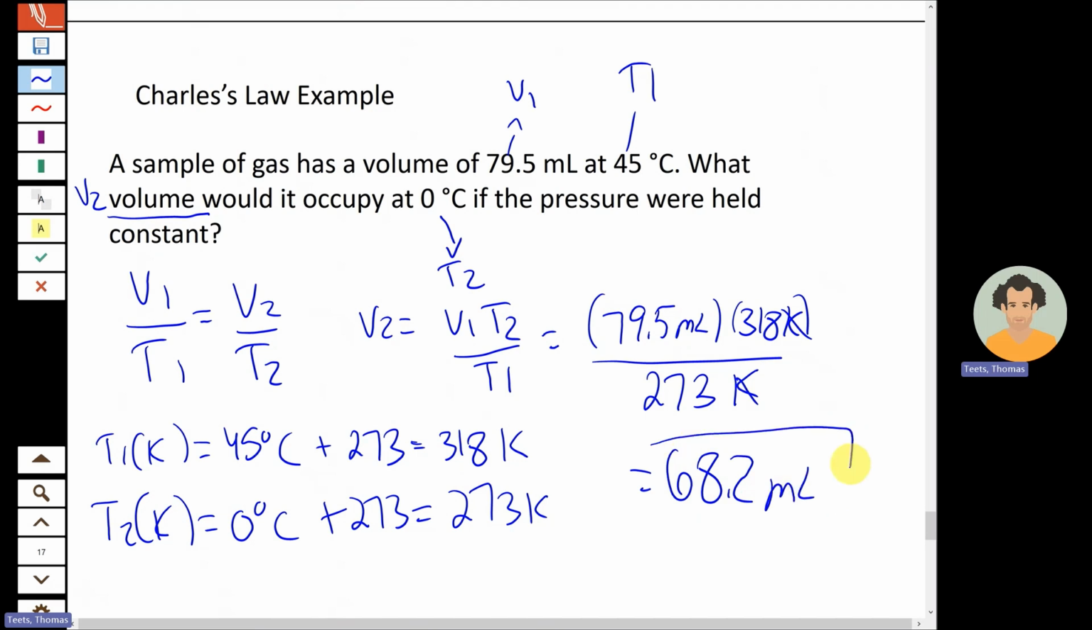Okay, so Charles's law tells us that if the temperature decreases, the volume decreases. That's exactly what's happening here. We're going from 45 degrees Celsius down to 0, and our volume is shrinking from 79.5 to 68.